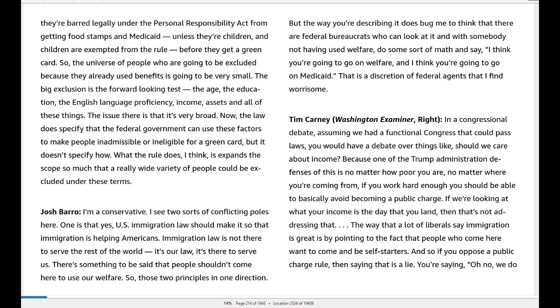Tim Carney, Washington Examiner, right: In a congressional debate, assuming we had a functional Congress that could pass laws, you would have a debate over things like, should we care about income? Because one of the Trump administration defenses of this is, no matter how poor you are, no matter where you're coming from, if you work hard enough, you should be able to basically avoid becoming a public charge. If we're looking at what your income is the day you land, then that's not addressing that.